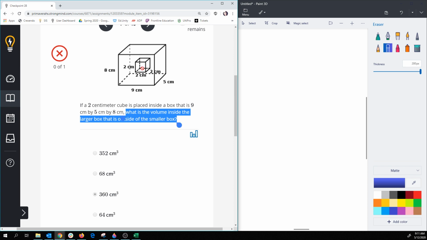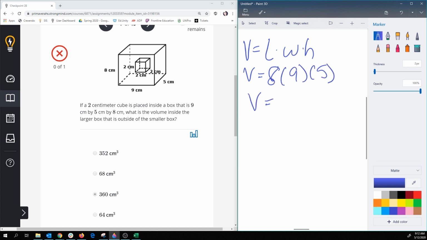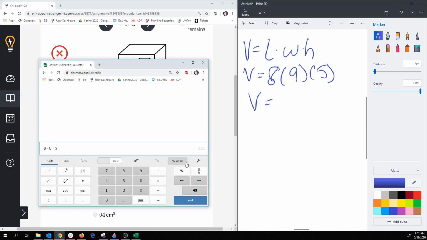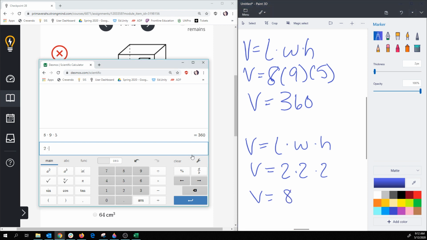So let's find the volume of both. So volume of big box first, length times width times height, 8 times 9 times 5. And let's plug that into our calculator. So that gives me 360. And then the volume of my cube is still going to be length times width times height, except my cube all has sides of 2. So I would have 2 times 2 times 2, and that would give me 8. You can double check it if you would like. 2 times 2 times 2 gives me 8.